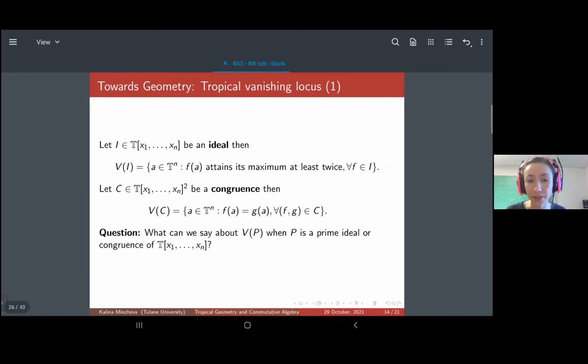there is a natural question which says, what can we say about the varieties when P is a prime ideal or a congruence? And again, we are interested in understanding irreducible objects. So this is a natural question. What really does this variety look like?